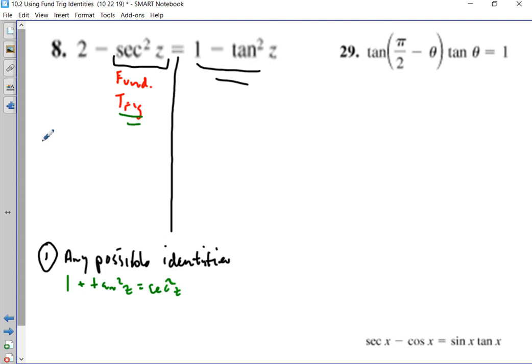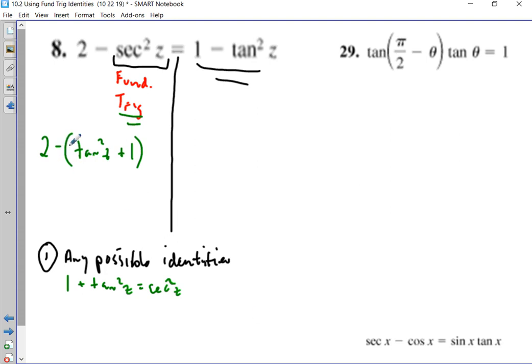And so we're going to write this as 2 minus one of these identities, which is going to be tangent squared of z, and I forgot the +1, so put +1 here. It can be in any order. Now that we have used the fundamental trig identity, we're going to simplify.